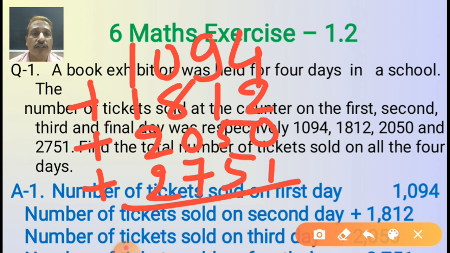Yes, student, this is the 1's place, 10's place, 100's place and 1000's place. So don't start from the 1000's place. Start from the 1's place, that means this one. So 4 plus 2, yes, 6. 6 plus 0, 6. 6 plus 1, 7. So look here, student, 7.